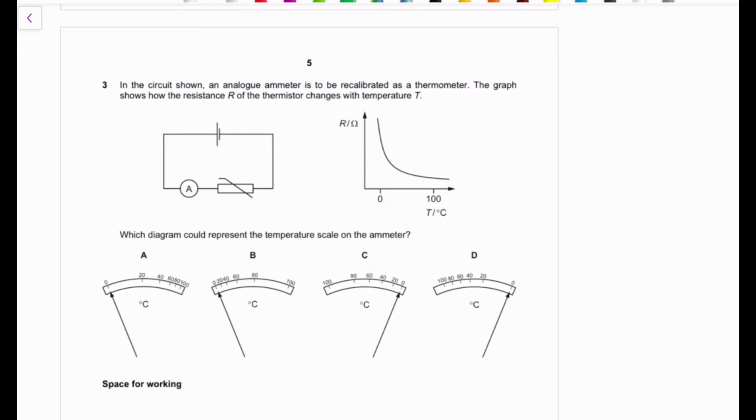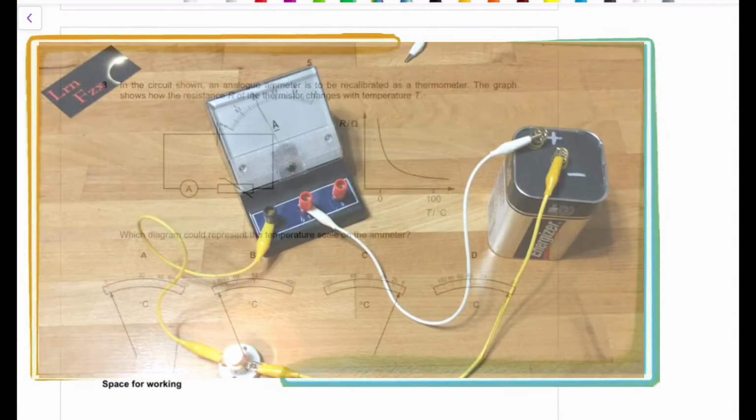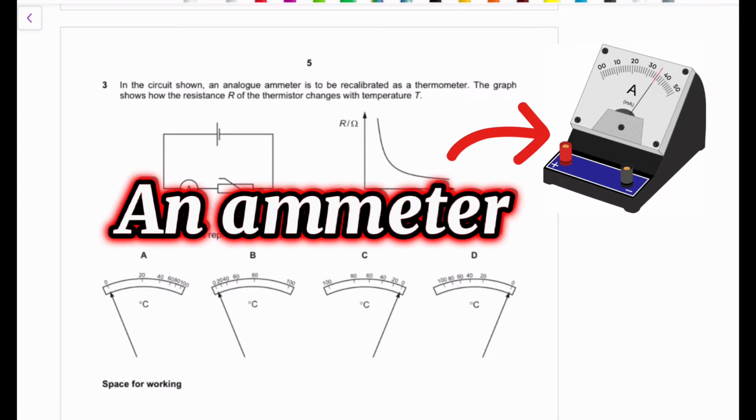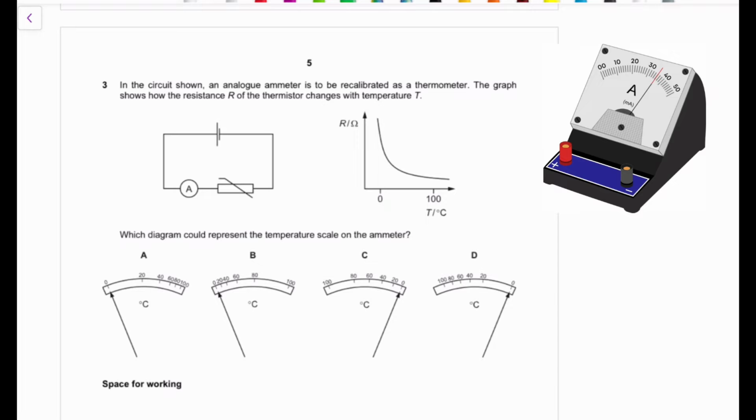Moving to question number 3. In the circuit shown, we have an analog ammeter. An ammeter, as you see on the screen, is basically a device that is used to measure current. You connect it in a circuit, and it has now been recalibrated as a thermometer.